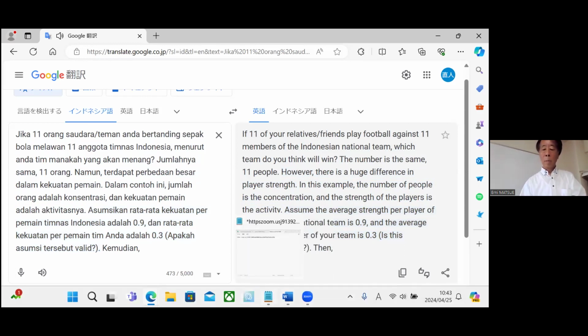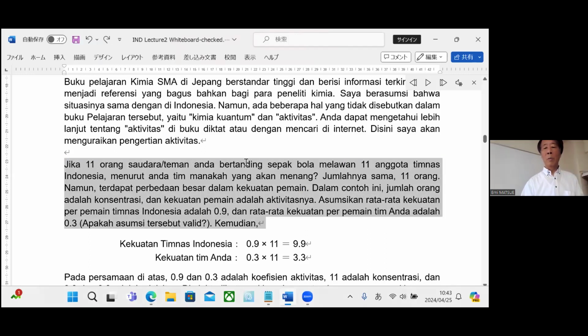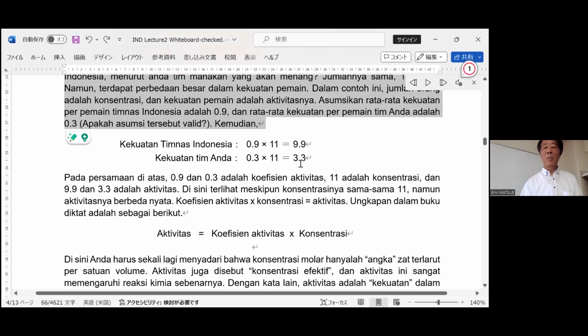Then, the Indonesian team becomes 9.9. Your team, 0.3 by 11, is 3.3. This is the activity, versus concentration. Same concentration, but different activity.